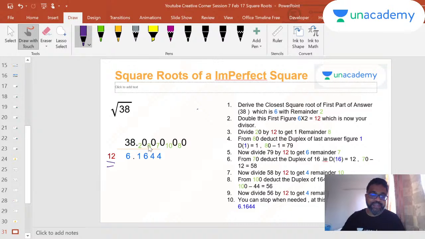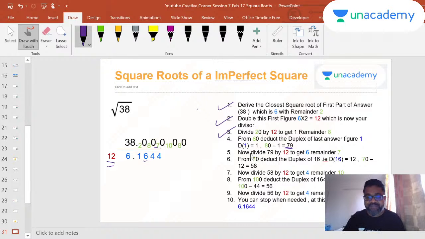Now I take 80 here. I take 80 and deduct the duplex of 1. What's the duplex of 1? We did this step, this step, and this step: 20 divided by 12, we got 1, remainder 8. Now we're going to step 4. From 80, deduct the duplex of the last number, which is 1. And my final number is 79. 79 is what I divide by 12. When I divide 79 by 12, I get a 6, remainder 7, because 12 sixes are 72, plus 7, so that's the remainder 7.